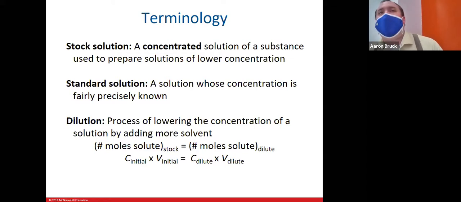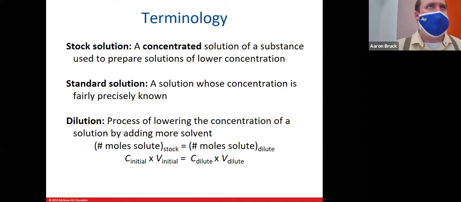It is possible that we have a standard solution that is relatively dilute and would make a very poor stock solution. It is also quite possible that we have a very concentrated solution that we don't have a real good sense of what its concentration is. The two terms are not interchangeable, although sometimes they can both be present. It is possible to have a standard solution that is also concentrated from which you'll make other solutions.